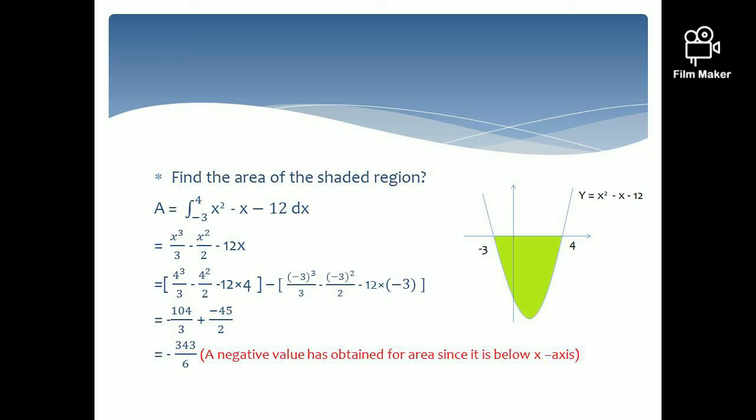If you integrate x squared minus x minus 12, you will obtain the answer x cubed over 3 minus x squared over 2 minus 12x. If you substitute the 4, you will receive the answer minus 104 over 3. Then if you substitute minus 3 into the answer, it turns into minus 45 over 2.